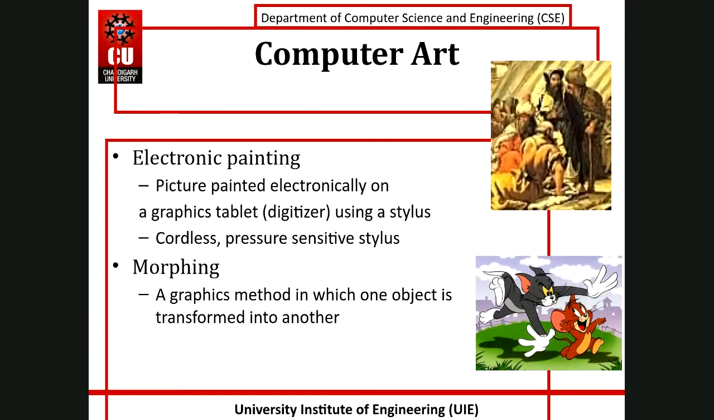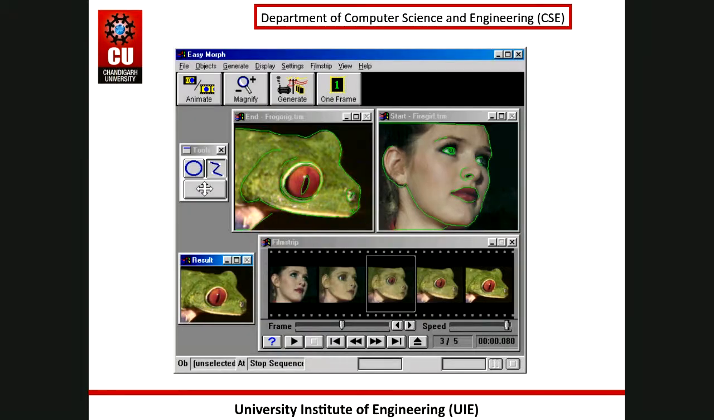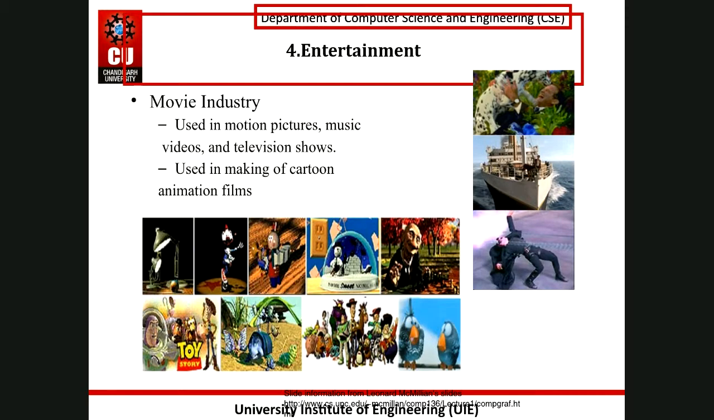And one more thing is morphing. What do you mean by morphing? Morphing is a method in which one object is transformed into another object. With the help of morphing, we can transform one image into another image. We can change this particular image, and the resultant image is this one. So we can change a particular image with the help of the morphing technique, and the image will be changed into another object or in another shape.